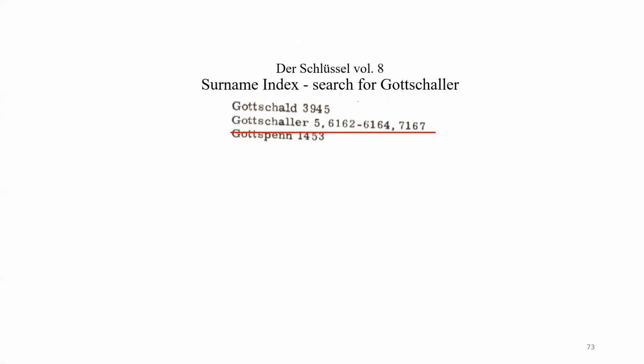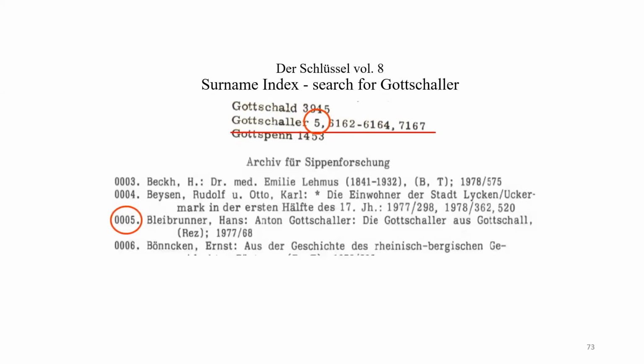In Volume 8 of Der Schlüssel, a search is made for the surname of Gottscholler, and a number of entries are found. In clicking on number 5 is the entry found in the Archiv für Sippenforschung. The year that it was published was 1977 on page 68. This is a book about the inhabitants of Gottschall, including the information about the Gottschaller families.